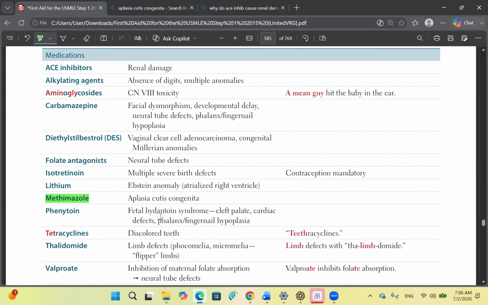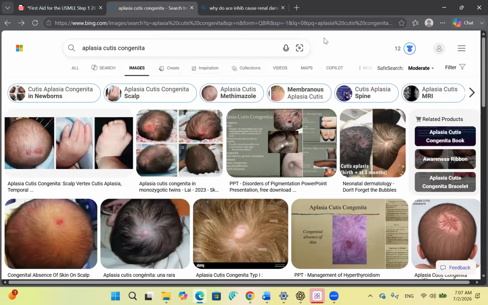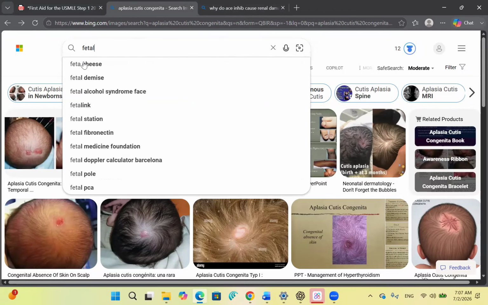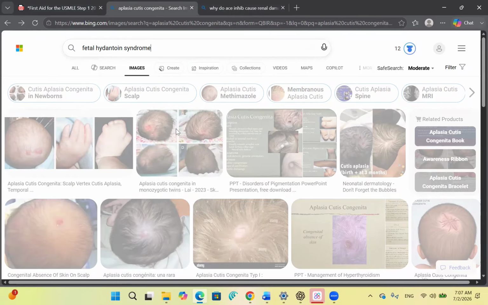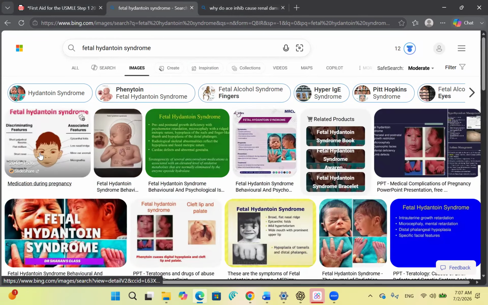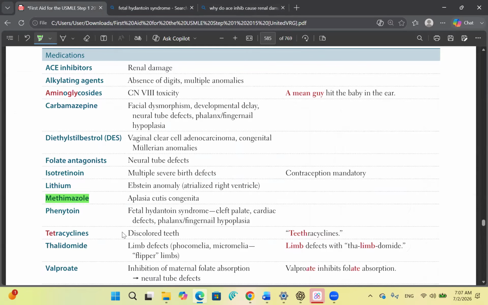Phenytoin causes fetal hydantoin syndrome: cleft palate, cardiac defects, skeletal abnormalities, fingernail hypoplasia. Something else we need to search is fetal hydantoin syndrome. Okay, what does it say?